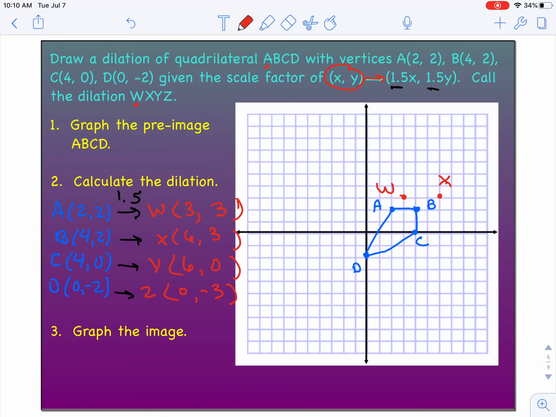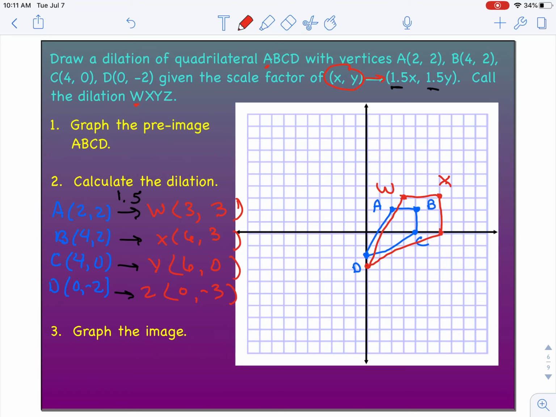And that is my x value. And then y is 6, 0. And z is 0, negative 3. So here is my dilated image. And what it really means is that WX, each side, will be 1.5 times bigger than the length of AB.